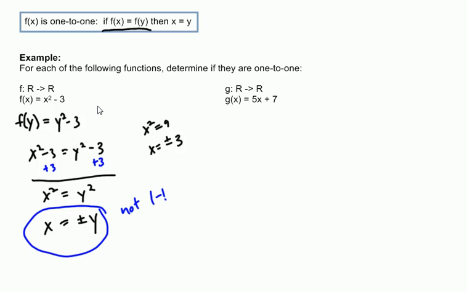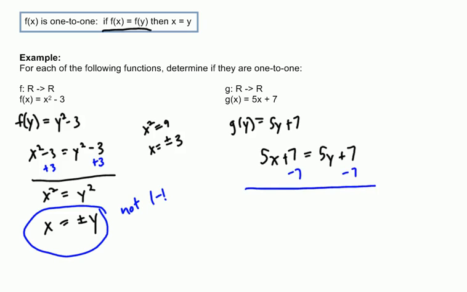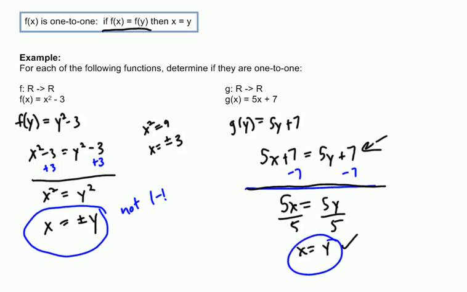Okay? Now for the second example, if we let g of y equal 5y plus 7, and then we set 5x plus 7 equal to 5y plus 7, again, trying to solve here, we get 5x equals 5y, and when we divide by 5 on both sides, we get x equals y. Therefore, if we assume that g of x equals g of y, we come to the conclusion that x equals y. Therefore, g of x is one-to-one.